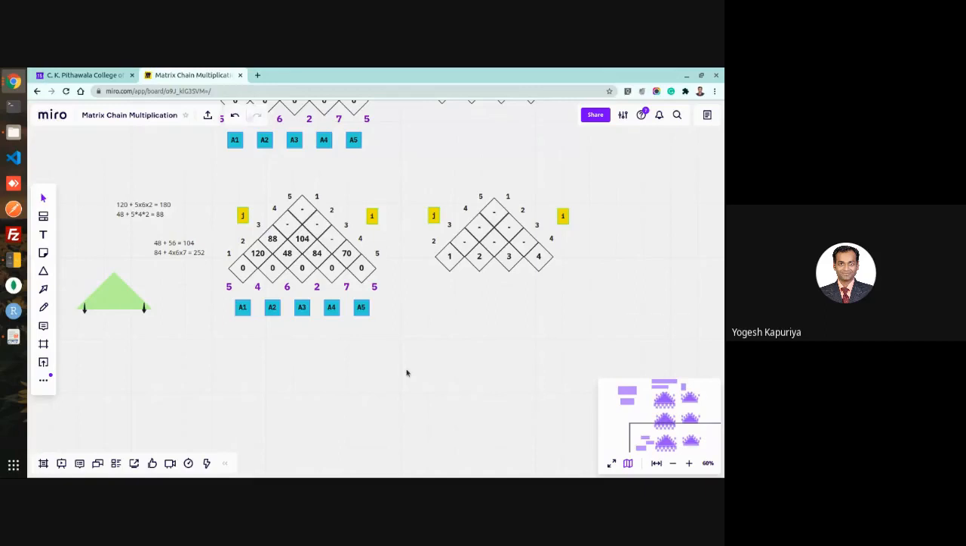Similarly, you can do it for this cell as well. You already have the value of this. That means the result of A3, A4, that is 6 cross 7, multiplied with 5. Another option is this: you have the result of A4, A5, that is 2 cross 5, and multiply that with 6 cross 2. So similarly, you can have some values over here, and that will be 130.